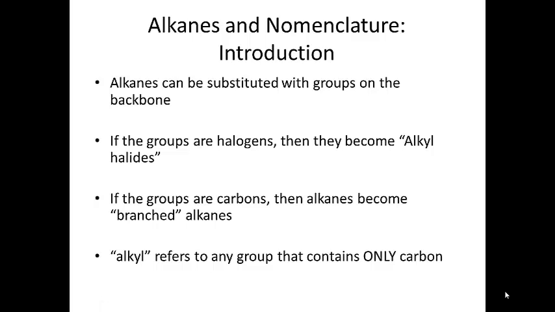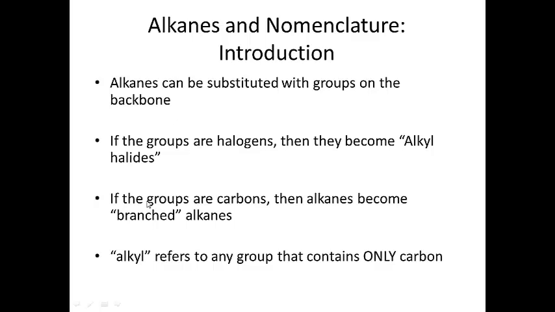And if the groups are halogens, they're no longer alkanes, they become alkyl halides. When you hear the word alkyl, what that's referring to is any carbon chain, right? It can be 1 carbon, 2 carbons, or 10 carbons. Alkyl just means a carbon chain, and then halide obviously refers to the halogen or group 7. So fluorine, chlorine, bromine, iodine, and astatine.